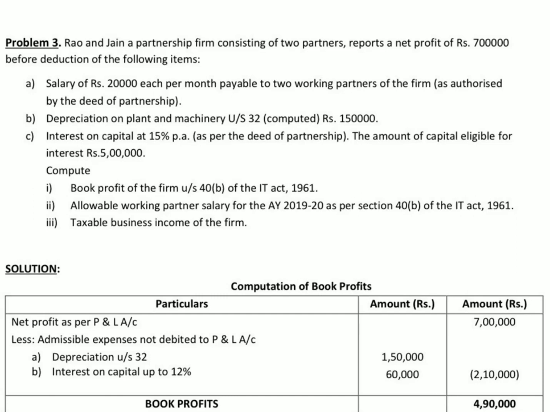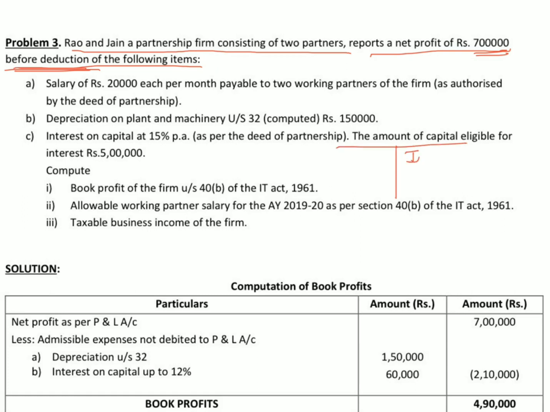Let's look into the problem. Rav and Jane, a partnership firm consisting of two partners, report a net profit of rupees 7 lakh before deduction of the following items. So, in the problem they have specified that the items given are before deduction. That is, these items are not considered on the debit side of the profit and loss account. If it is an inadmissible item, then we should not consider it on the debit side of the profit and loss account. But if it is an allowable or admissible item, then we have to consider it on the debit side of the profit and loss account.